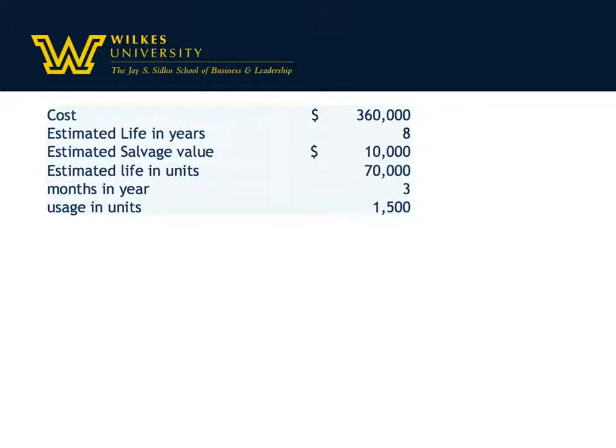Now we don't really have to worry about part years with the estimated number of units, because if the machinery was only available for part of the year, then it can only produce part of the year's units. So we don't have to ever worry about that. That's already been accounted for.